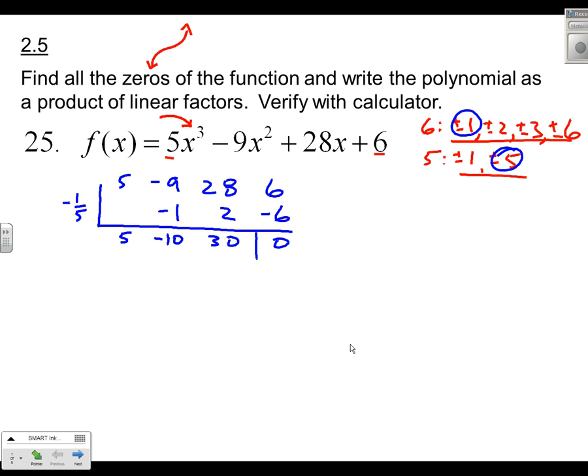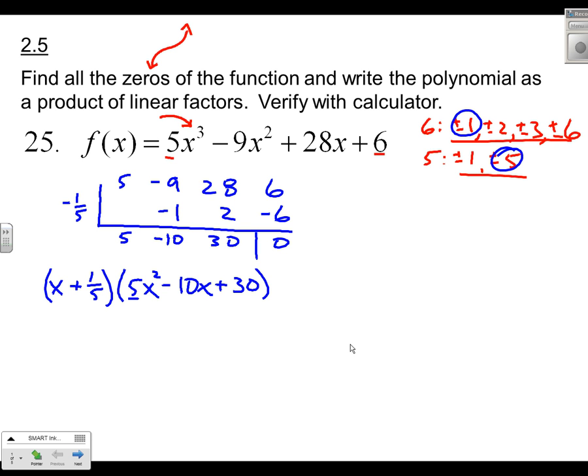So negative 1/5 is a zero, which means that x plus 1/5 is a factor. So right now, if I was to factor this, I could write it as x plus 1/5 times 5x squared minus 10x plus 30.